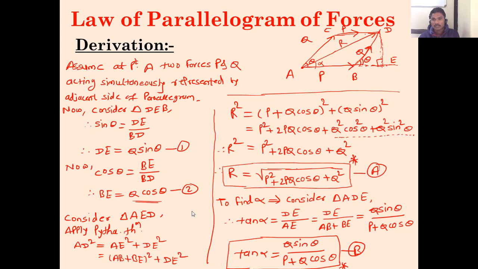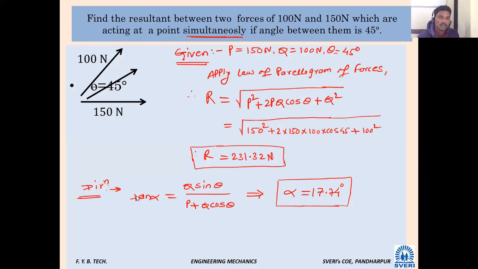Which angle? The angle between the forces will be given. In earlier problems, the angle with the horizontal or vertical was given. But here, two forces will be given, along with the angle between those forces, or it may be asked to find it. Remember this, otherwise you may get confused about how to identify which category the problem falls under. Now let us go next.